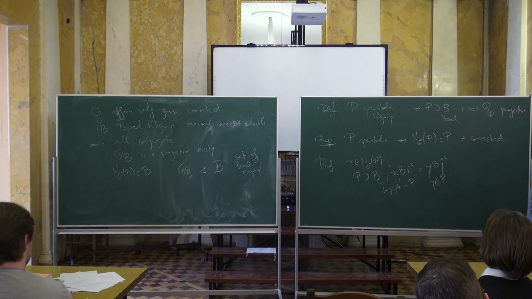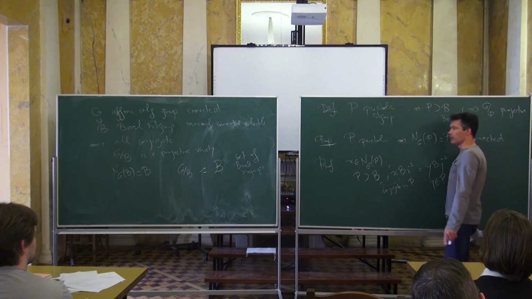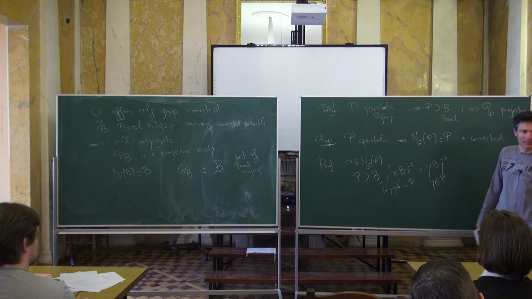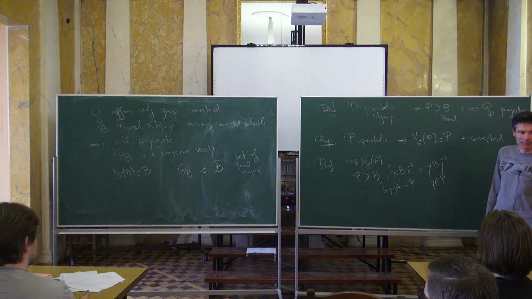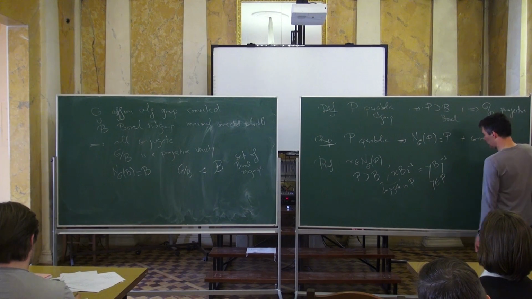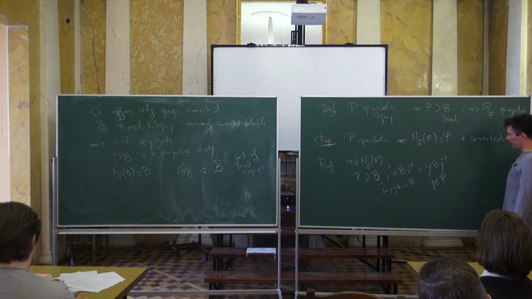Why are they conjugate in P? Because they're Borel subgroups of P, and in any group, all Borel subgroups are conjugate. Oh, so I apply my theorem not in G, but in P. Okay.